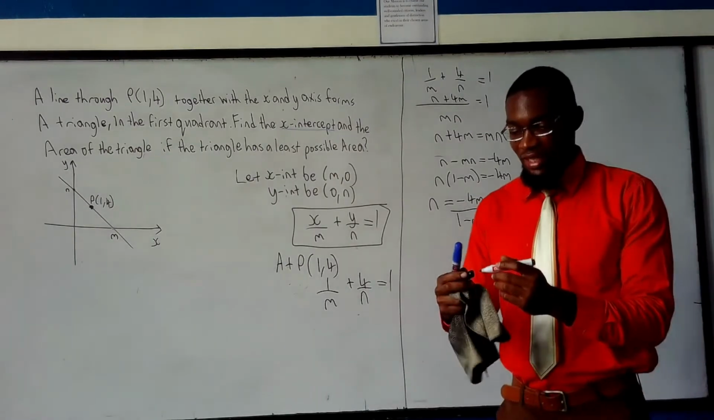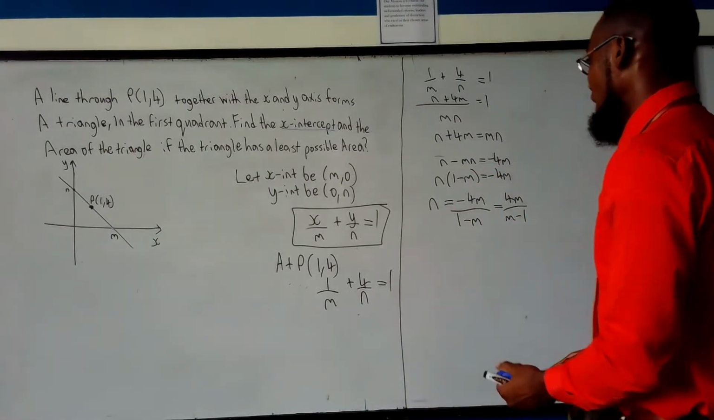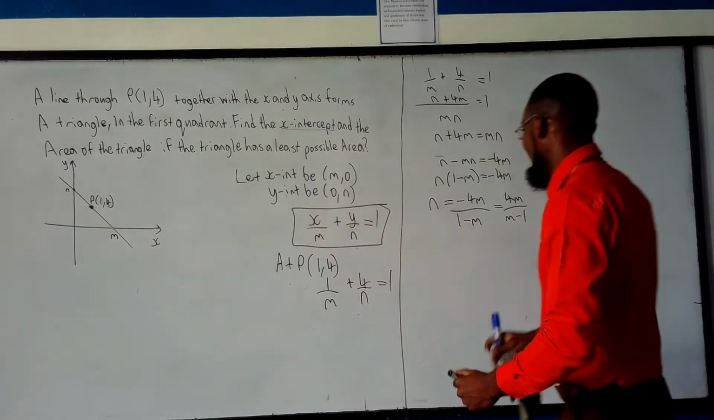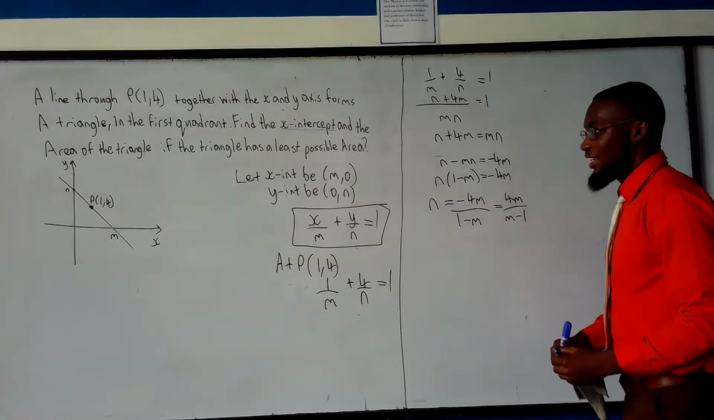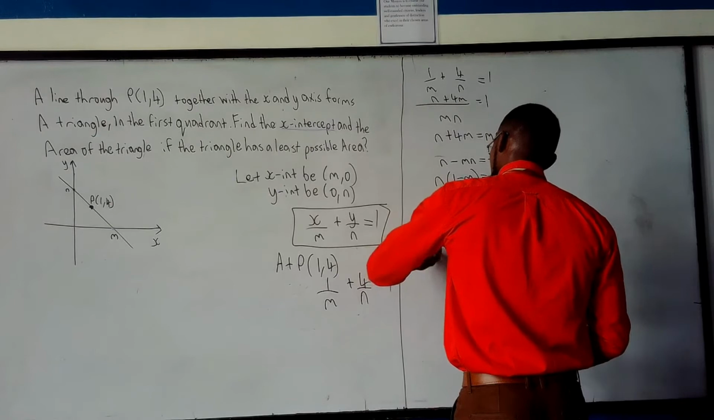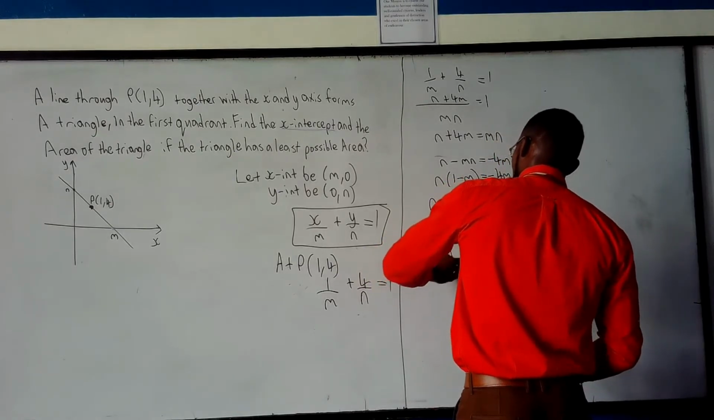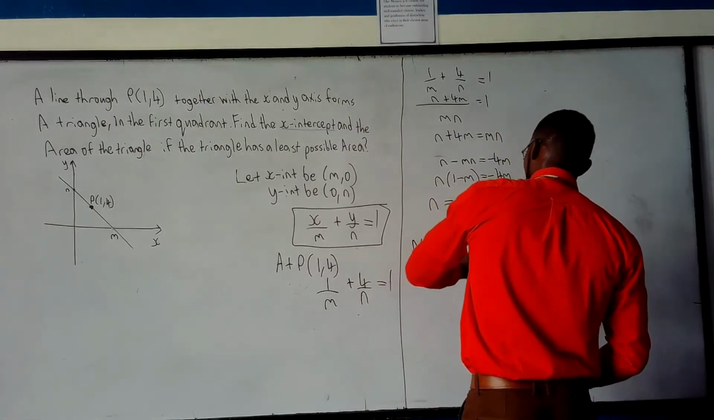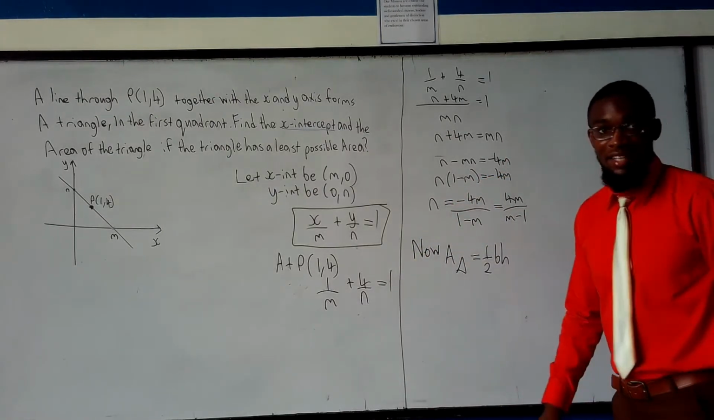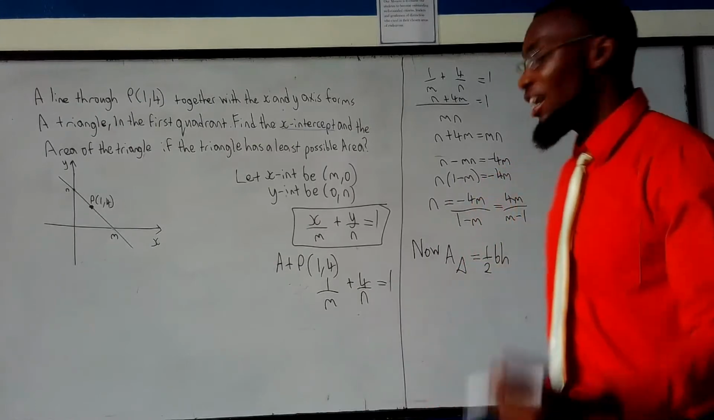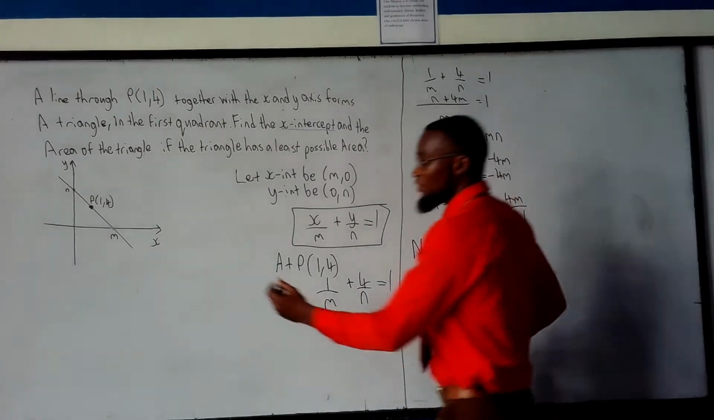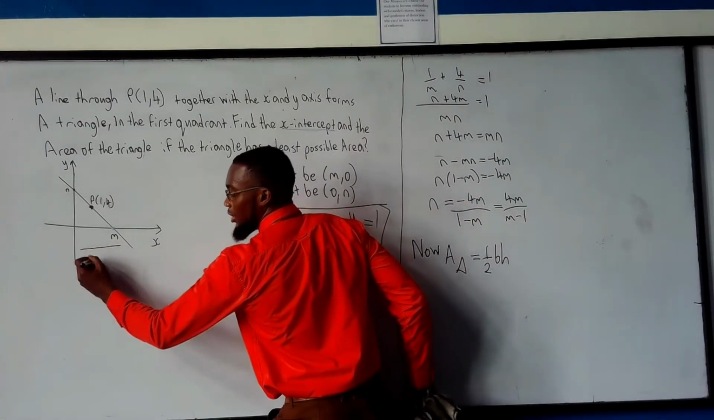Why is this important? This is extremely important now, because look at this. Now if this is n, the area of the triangle is equal to half base times height, isn't it? That's the area of a triangle, half base times height. Now if the area of a triangle is a half base times height, what is the base of the triangle? The base of the triangle is m.